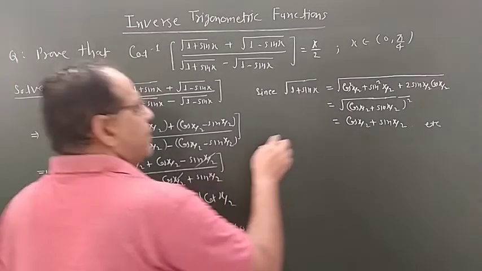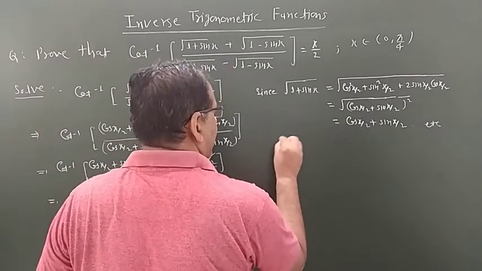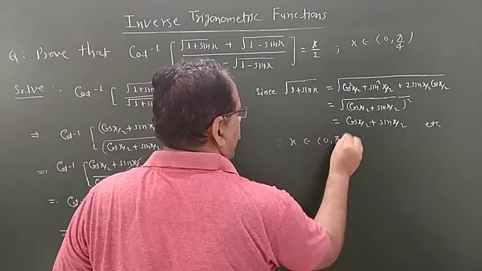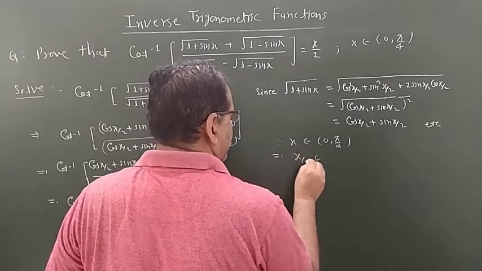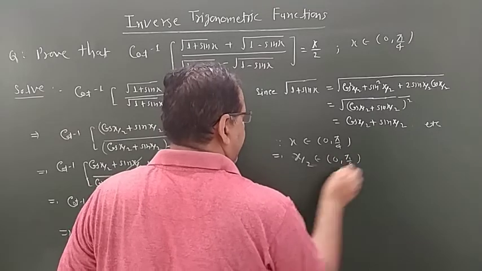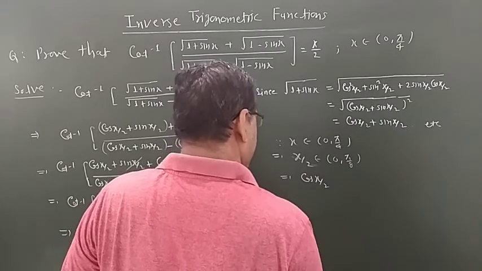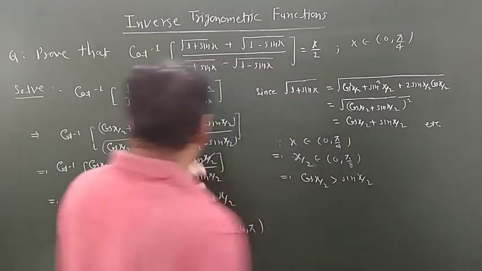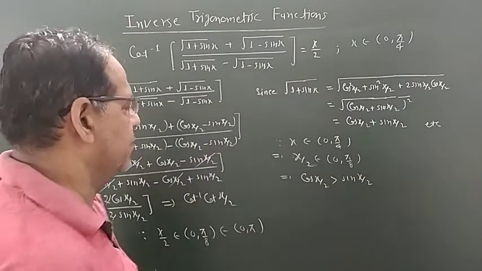And here, why did we make the whole square of cos x/2 minus sin x/2 here? Because x belongs to 0 to pi by 4, so x/2 belongs to 0 to pi by 8. This implies that cos x/2 is greater than or equal to sin x/2. So we make the whole square of cos x/2 minus sin x/2 at the place of sin x/2 minus cos x/2.